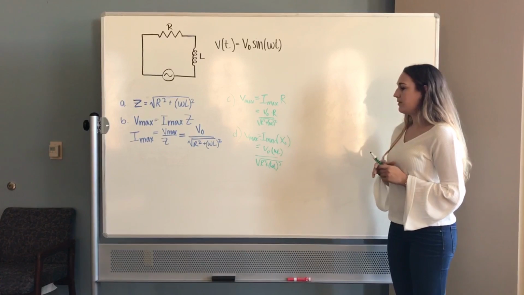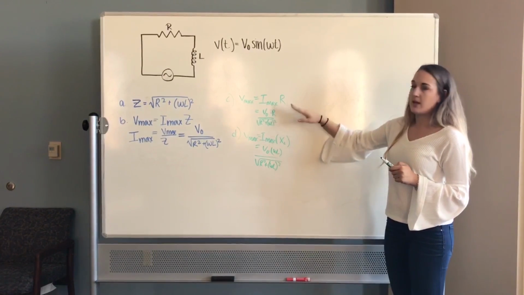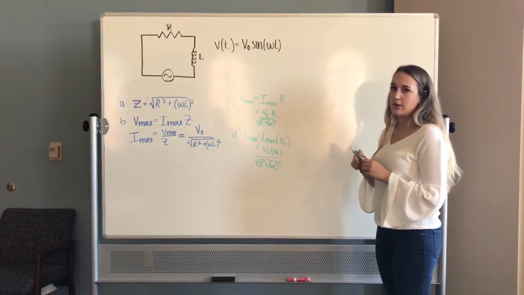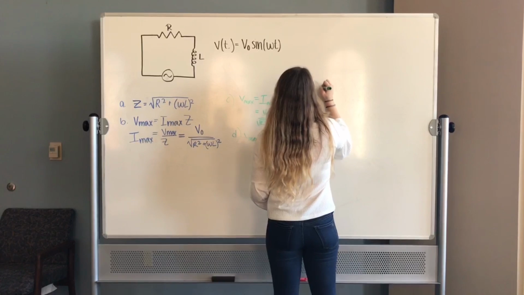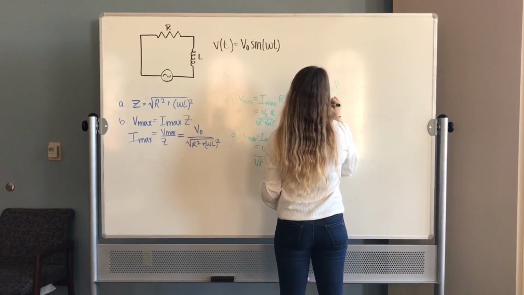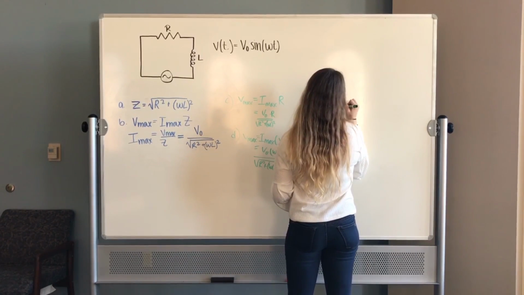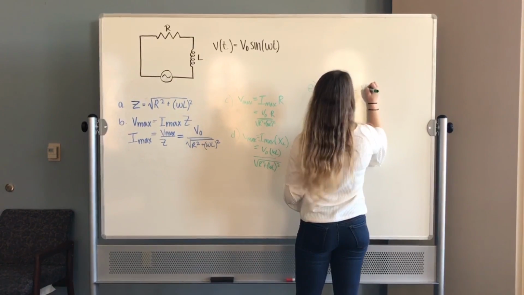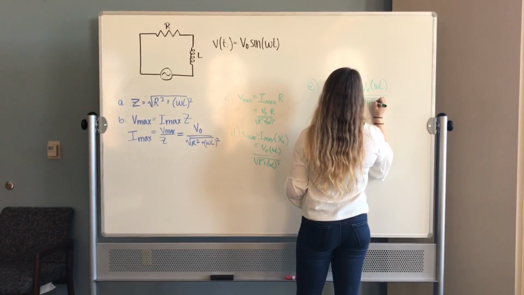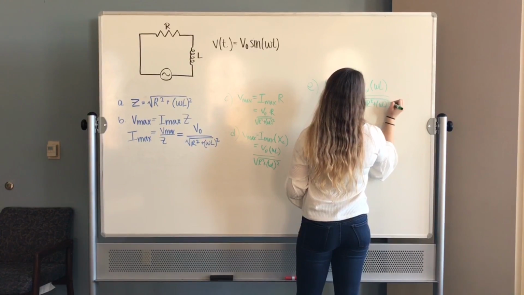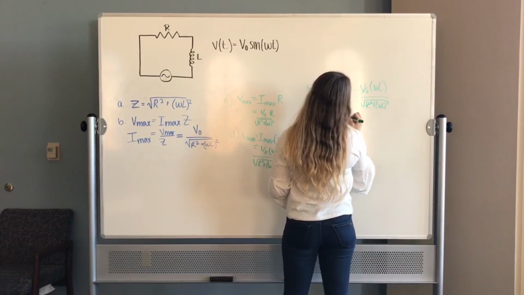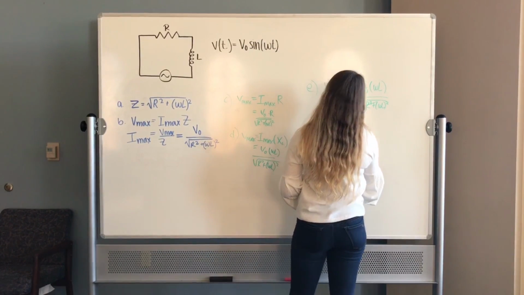For part E of this problem, we want to figure out at what angular frequency these amplitudes are the same for the resistor and the inductor. So we would just set both of these equations equal to each other and solve for omega. Doing this, we find that initial voltage times the resistance is equal to the other side, this all cancels, and solving for omega, we find that it is equal to the resistance divided by the inductance.